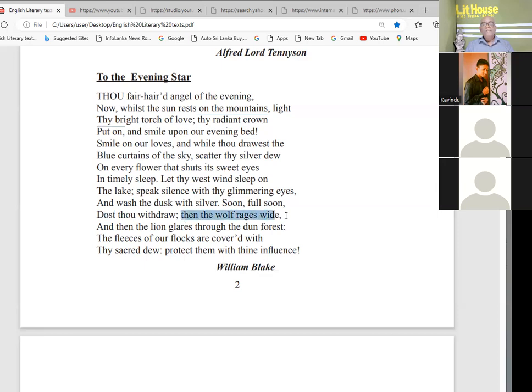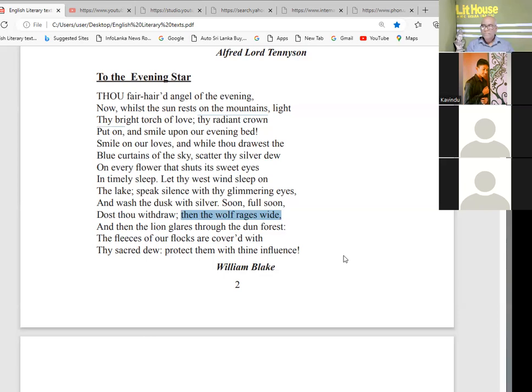Then the wolf rages, underline the wolf. The wolf is an animal symbol. What is the idea? Again, danger, evilness, bad forces. The wolf is a dangerous animal that appears in darkness. The wolf is dangerous to the innocent. Wolf rages means comes out or appears.